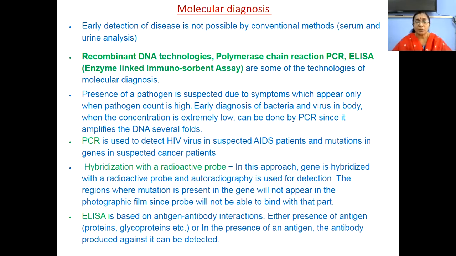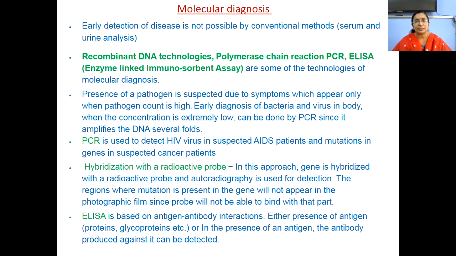So if we are able to identify the disease when the pathogen is in few numbers inside the body, we will be able to easily cure the disease. So that is where molecular diagnosis helps us. Generally, if the pathogen is found in small amounts, we are not able to detect it. But if we can amplify the amount of this pathogen, then we can easily find out its presence outside the body.